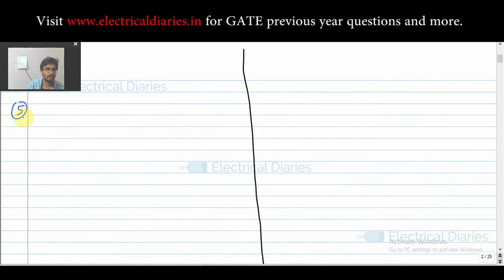Now the fifth is the concept of GMD and GMR. The concept of GMD and GMR is what we use in the case of the bundled conductor. So what is the concept of a bundled conductor?